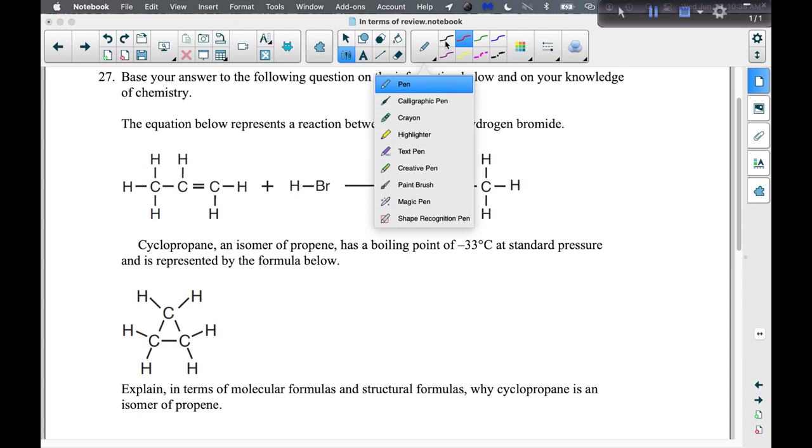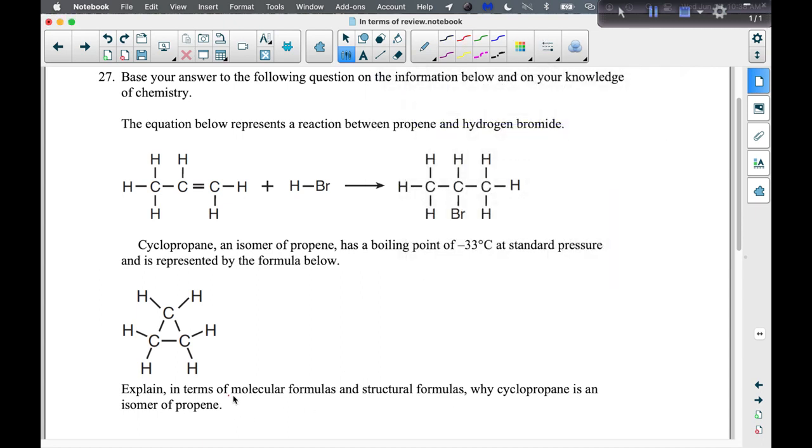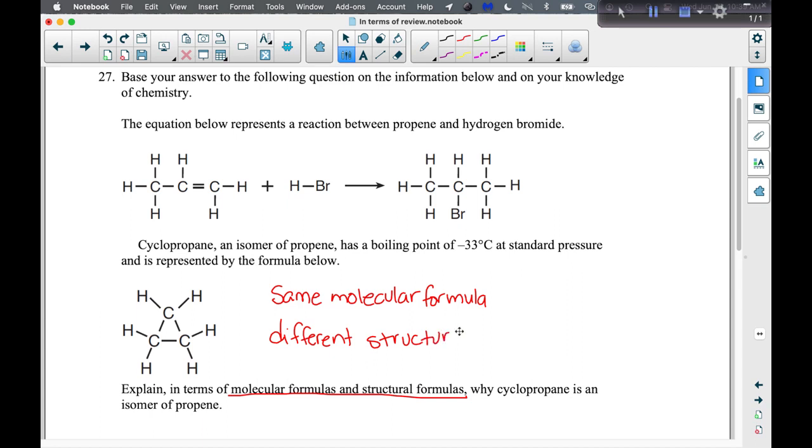For this question right here, it says, explain in terms of molecular formula and structural formula why it's an isomer of propene. That means you have to mention both. Remember that it is an isomer because isomers have the same molecular formula, but different structural formulas.